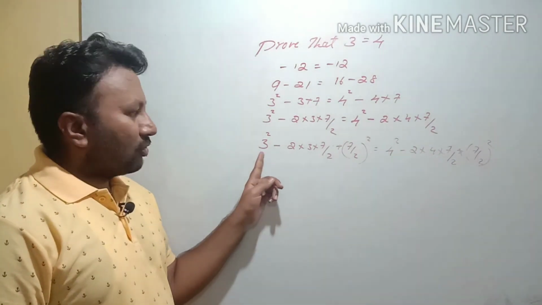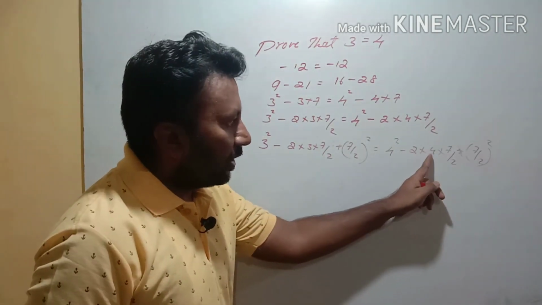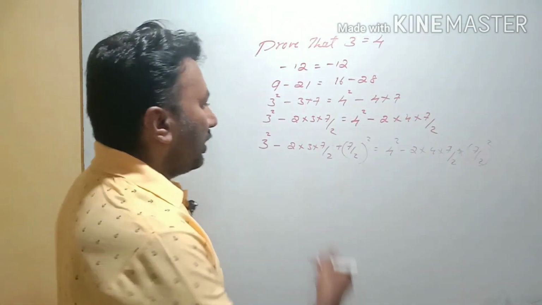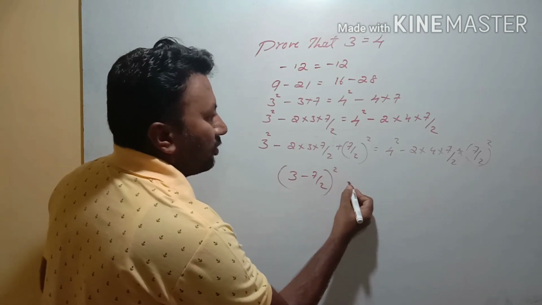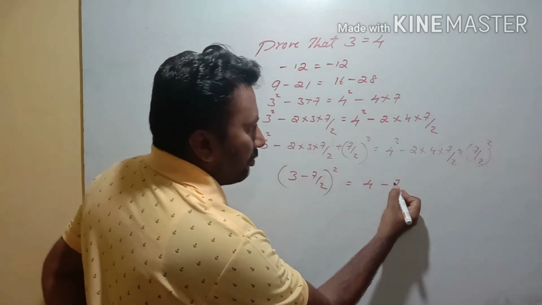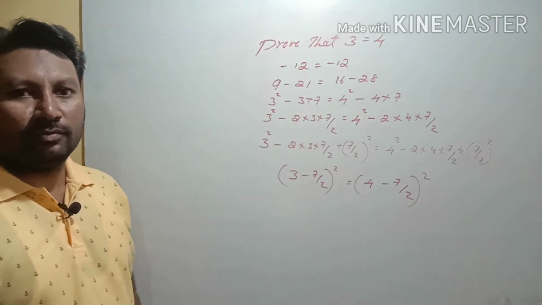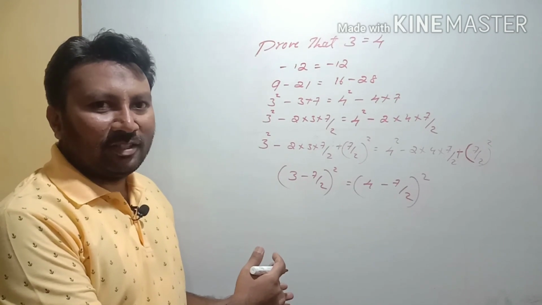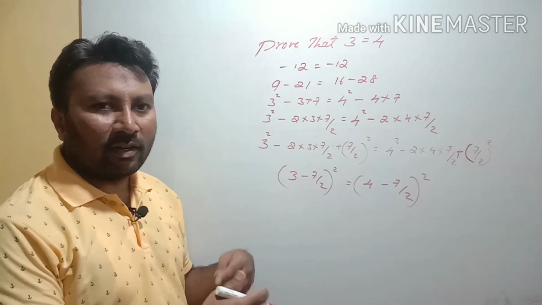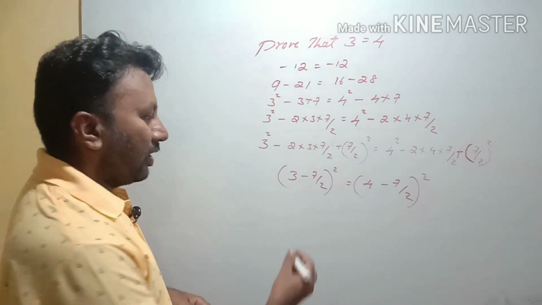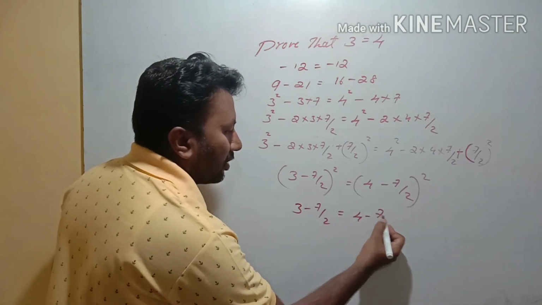Now this is in the form of A square minus 2AB plus B square, and the other side is also in the form of A square minus 2AB plus B square. Now it is reduced as 3 minus 7 by 2 whole square, which is equal to 4 minus 7 by 2 whole square. Okay. Now the next is a very easy step. See, in both the cases square is present. Now I am going to cancel square on both sides. The remaining part is 3 minus 7 by 2 equals 4 minus 7 by 2.